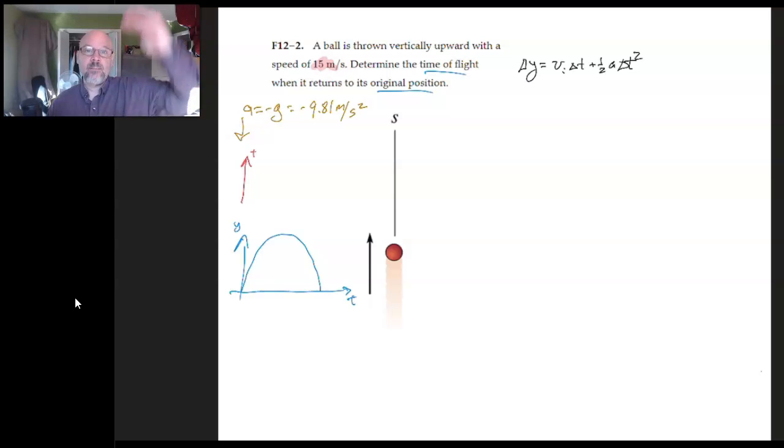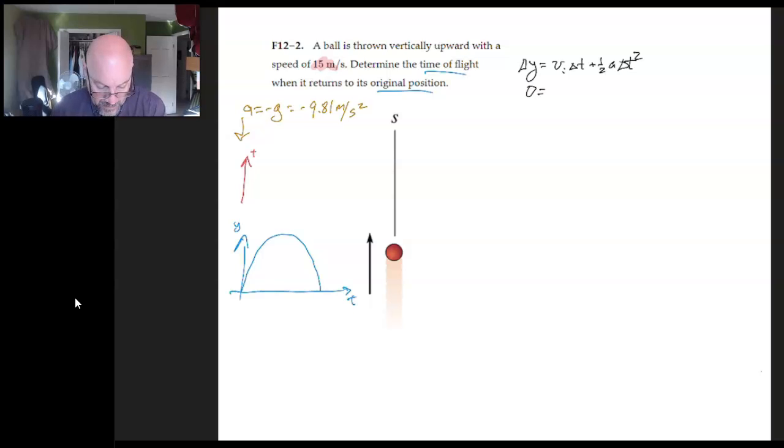Now, what do we know about position? Well, we know it goes up, it comes back down. In Optimus Prime, remember the delta y term is the total displacement from start to finish. So we started here, we went up, we came back, we ended here. So our total displacement in this case is 0.